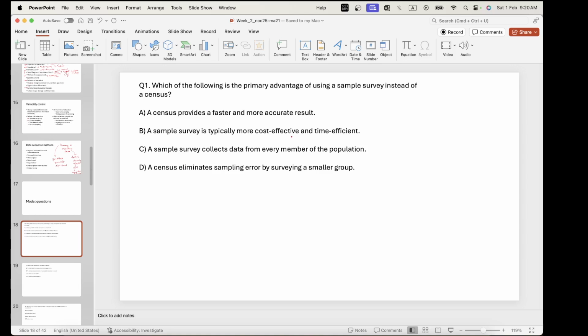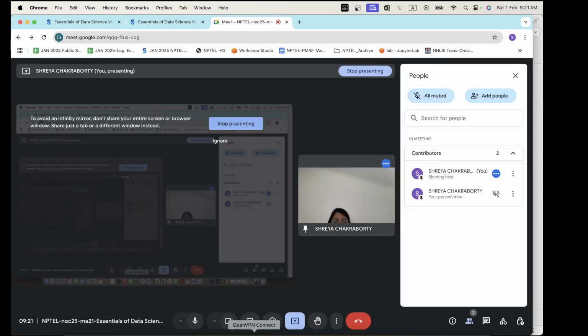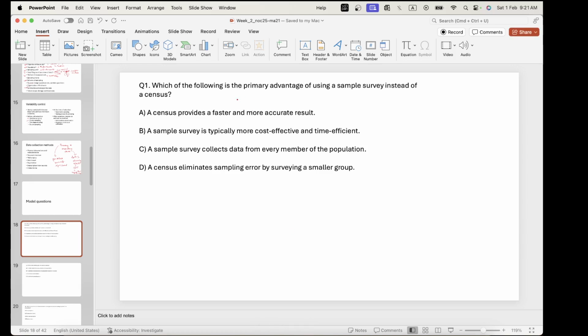So here we go. Which of the following is the primary advantage of using a sample survey instead of a census? Option A, a census provides a faster and more accurate result. Option B, a sample survey is typically more cost effective and time efficient. Option C, a sample survey collects data from every member of the population. Option D, a census eliminates sampling error by surveying a smaller group. So the primary advantage is this, that it's typically more cost effective and time efficient.